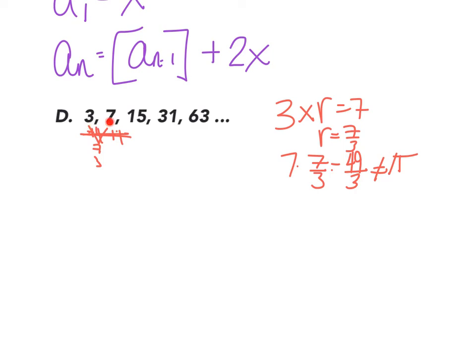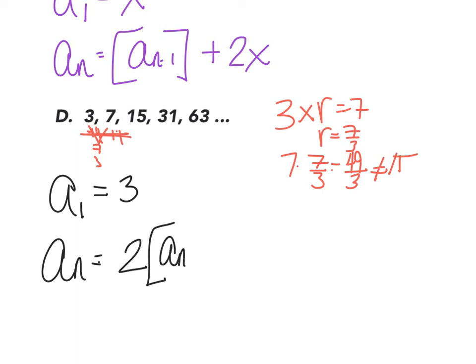So I feel like they're close to being double, don't you? If I double 3, I get 6, which is close. If I double 7, I get 14, which is close. Well, wait a minute, that's 1 away, that's 1 away. If I double 15, I get 30, which is 1 away. If I double 31, I get 62, which is 1 away. I think I've got the pattern. A sub 1 is equal to 3. A sub n, I want to double it, so I want to do 2 times the previous term. And then what? 2 times 3 would get me 6, and then I want to add 1.